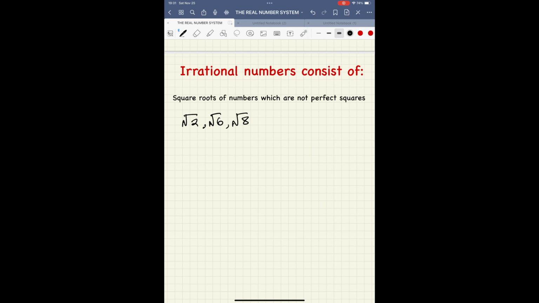But square root of 9, what is square root of 9? It is equal to 3, right? And the number 3 is what? It's rational. So that is why they say irrational numbers are square roots of numbers which are not perfect squares. And 9 is a perfect square. So it means a perfect square is rational. Another example is square root of 16, which is 4. It is also rational, isn't it?